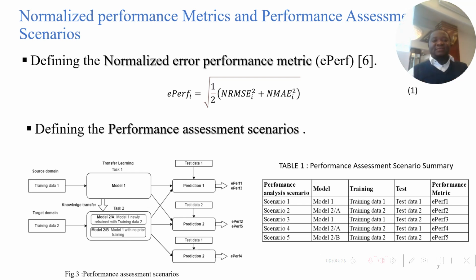But before we get to that, we started by defining what we refer to in our work as the normalized error performance metric. You can ask me what it's about. It's simply a combination of RMSE and MAE, but normalized versions that are packed together in a quadratic mean format. The idea is that this metric can be robust to the variation when you perform the experiment many times. So we refer to it as ePerf. And I'm saying ePerf I; you'll understand later when I explain these performance assessment scenarios.